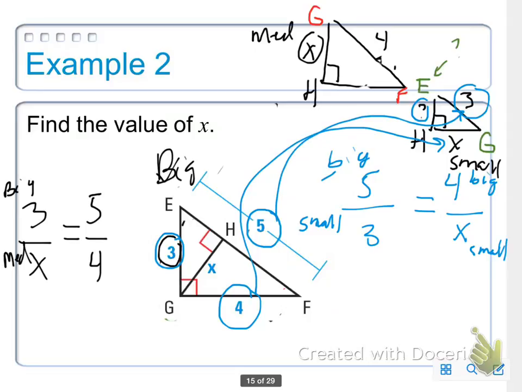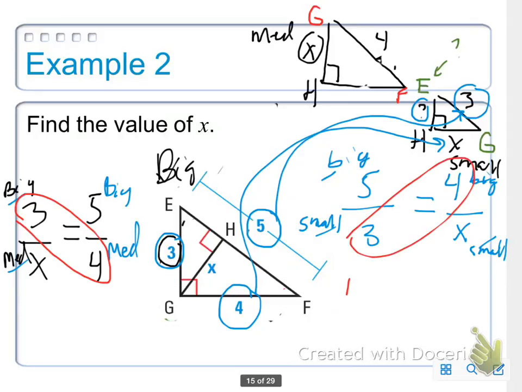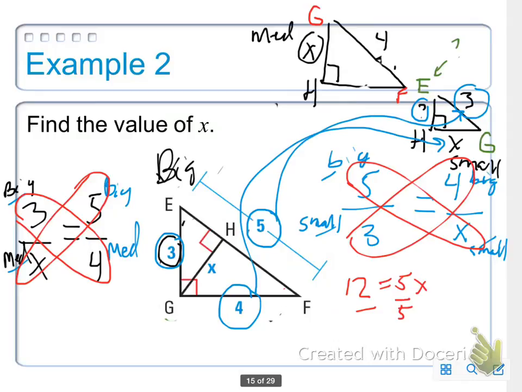So I always have big over small, big over small. Here I have big over medium, big over medium. But when I cross multiply with either of these, I get 3 times 4 is 12. Here I get 3 times 4 is 12. So they give you that part the same. And then 5 times x and 5 times x. So I end up getting 12 equals 5x. So if I divide by 5, x equals 2.4. Either way to do it. Now that's quite a long way to do it. So again, getting these triangles oriented and labeled right is the key.